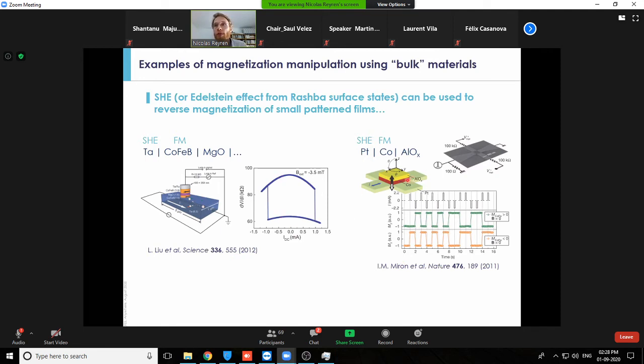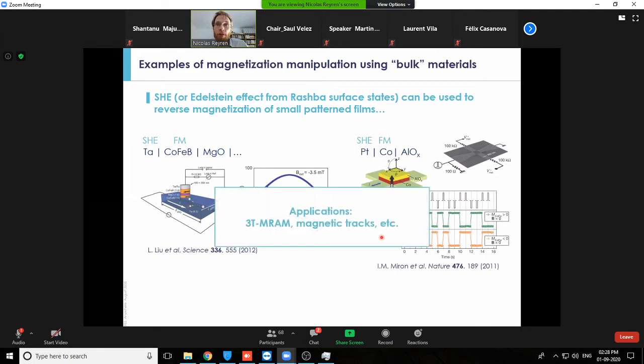Both these examples show that you can switch the magnetization between two states. Here the magnetization is out of plane, and you switch from MZ = 1 to -1, and here it's in plane, and you switch between these two different directions. This has implications for applications, for example 3-terminal magnetic random access memories, magnetic racetracks and so on.